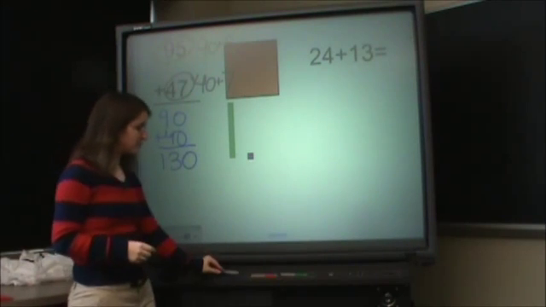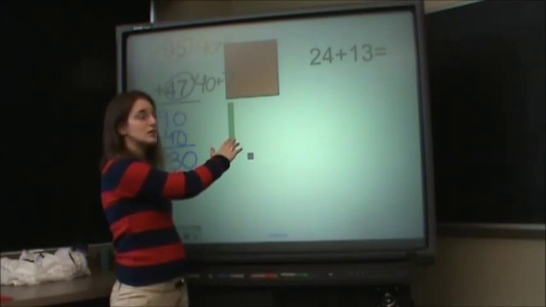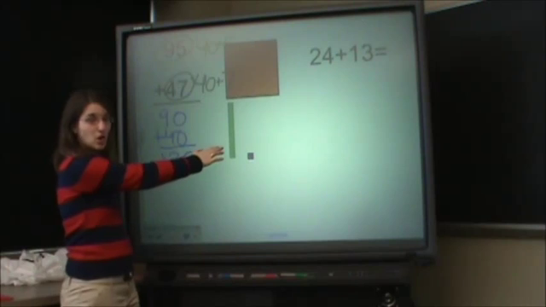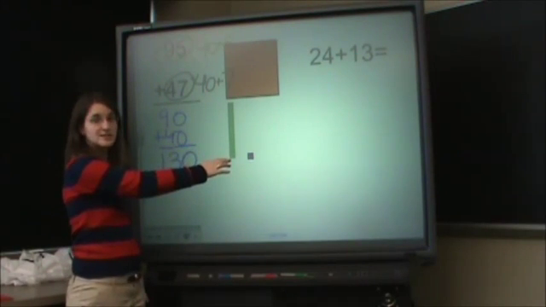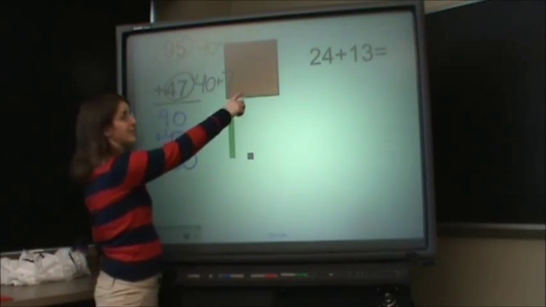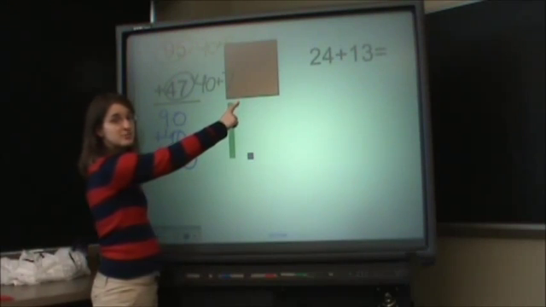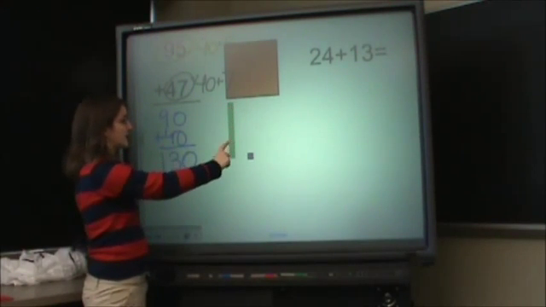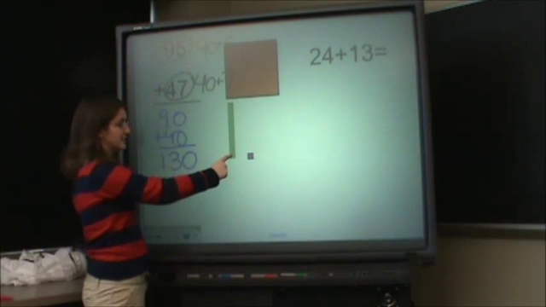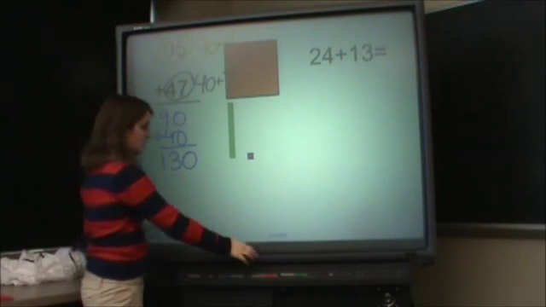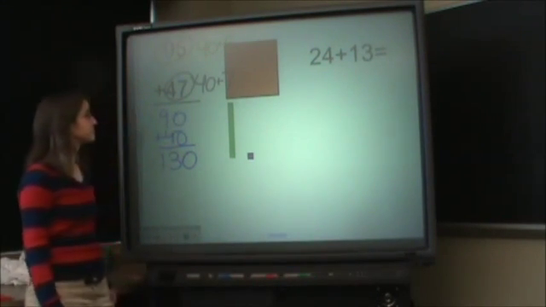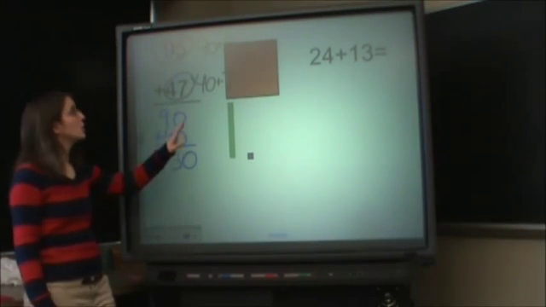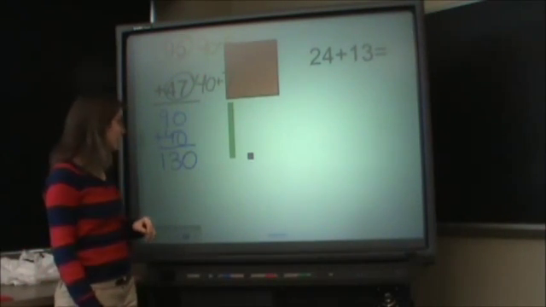The other way to do that would be to draw our 9 longs and then 4 more longs, and then you would trade 10 of them for our 100s block or our flat, and you would still have 3 tens left over, telling us that it's 130. But we're not done yet. We haven't taken care of our ones yet.